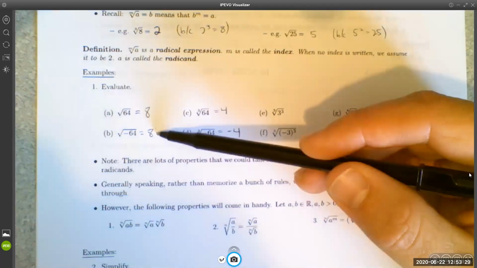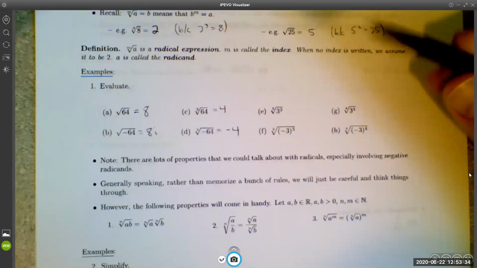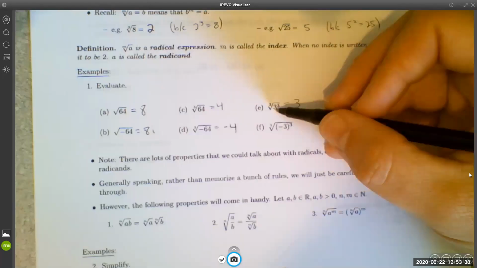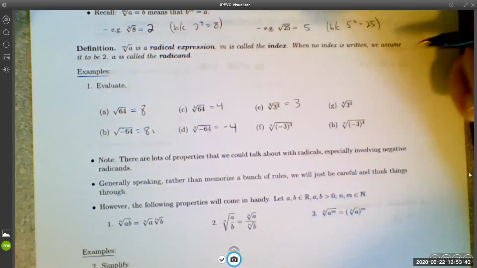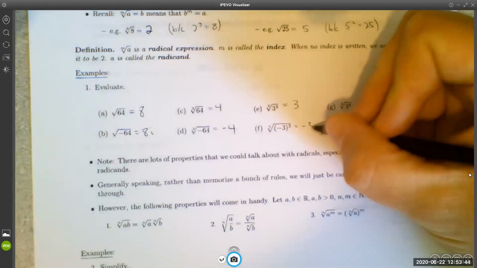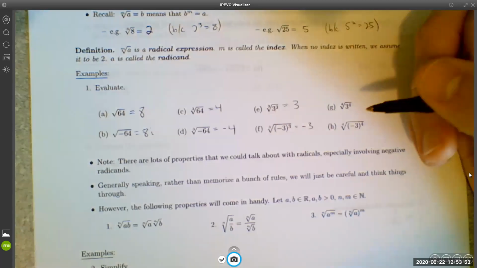Anyway, cube root of 3 cubed is 3, right? Because 3 cubed is 27, cube root of 27 is 3. Cube root of negative 3 cubed is negative 3, right? Negative 3 cubed is negative 27. And cube root of negative 27 is negative 3.